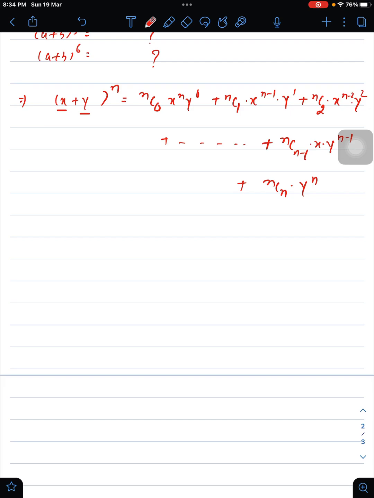Look, suppose I am writing the first term, what is the first term? nC0 x to the power n y to the power 0. Just have a look on it. n plus 0, what is the value I am getting? If I am writing nC1 x to the power n minus 1 y to the power 1, what is the value you are getting after adding this? The power, I'm talking about the power. You will tell, sir, it is n.